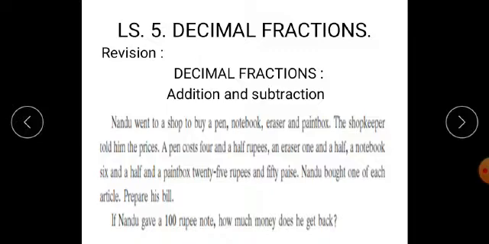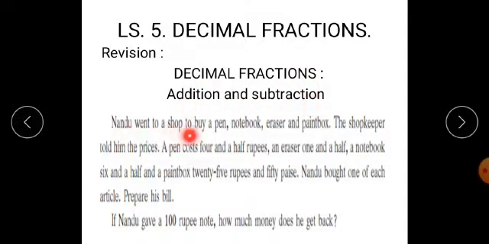Students, we use a point, which is called a decimal point, to represent the fraction in decimal form. For example, 5 upon 10 is represented as 0.5, 20 integer 3 upon 10 is represented as 20.3, and you also know the addition and subtraction of decimal fractions very well. So let's start with the revision. Decimal fractions, addition and subtraction.